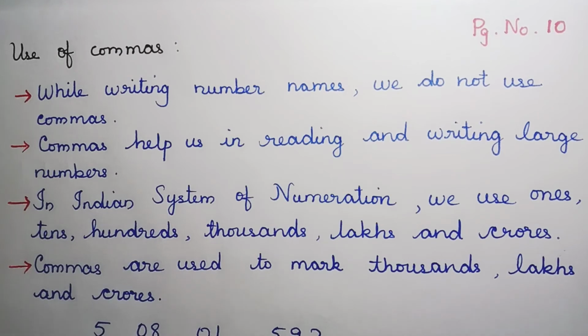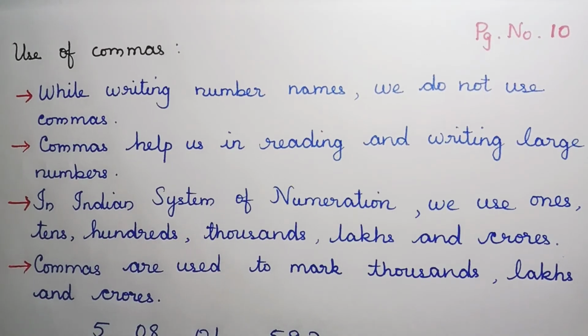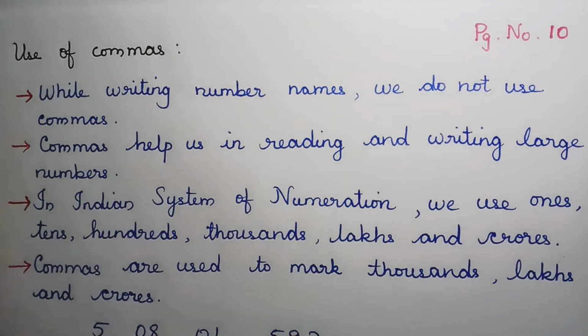So next topic is use of commas. In page number 10, use of commas. You all know where we use commas for reading numbers, right? We will use a comma after hundreds, to separate thousands from hundreds. Then for separating thousands and lakhs, you will use another comma. And after separating lakhs and crores, you use another comma. Okay, so we will see in depth how far you have written.